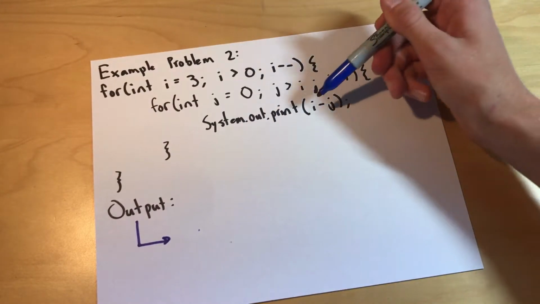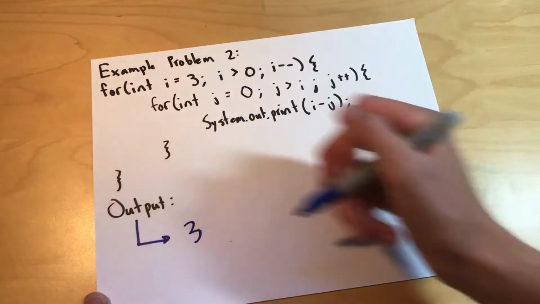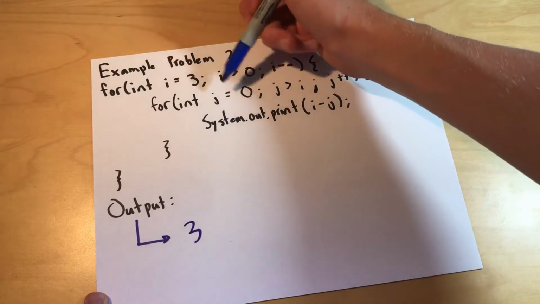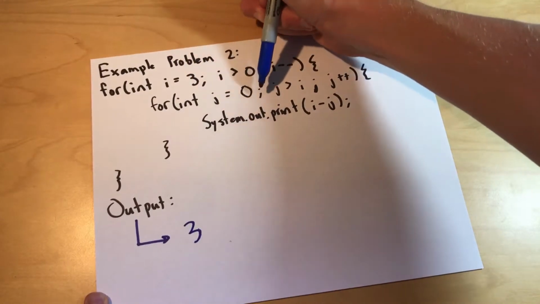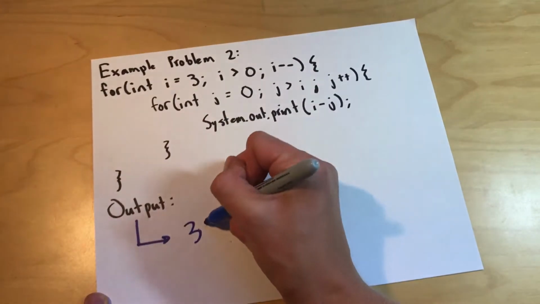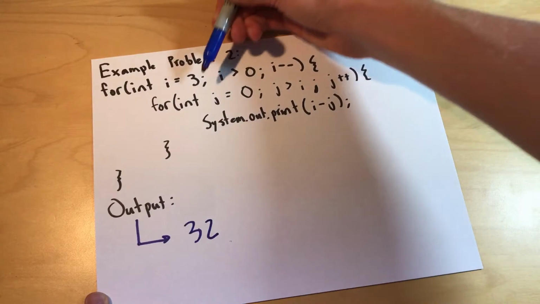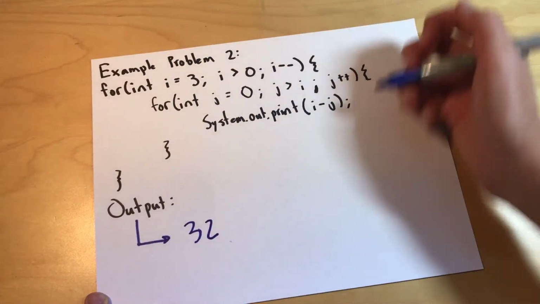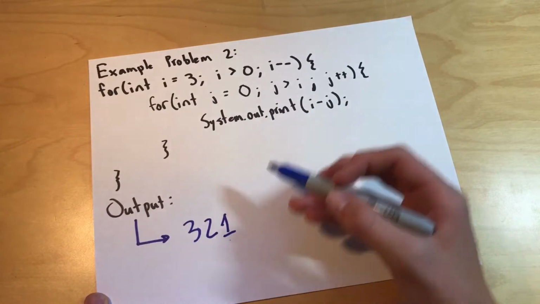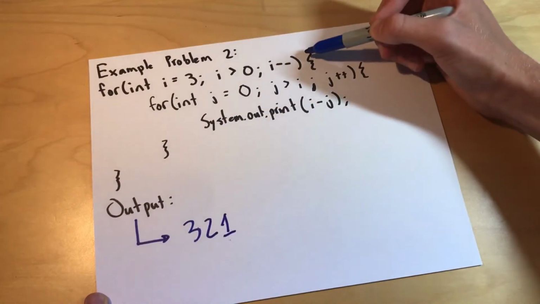And we go in, so i minus j, 3 minus 0 equals 3. We go in again, goes through, goes down. Now, j equals 1, and i still equals 3. Therefore, 3 minus 1 equals 2. Lastly, goes in again. j equals 2, i equals 3. Now, goes down, 3, 2, 1. Now, however, j is not less than i anymore. So we go up to here.